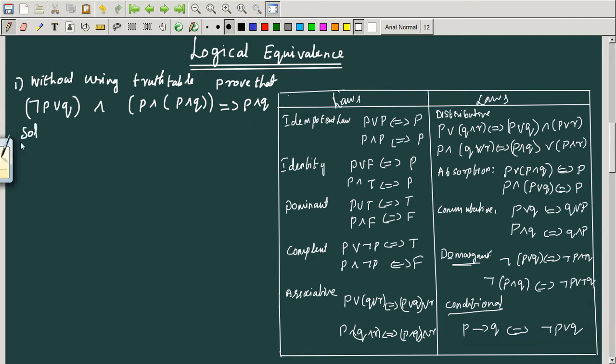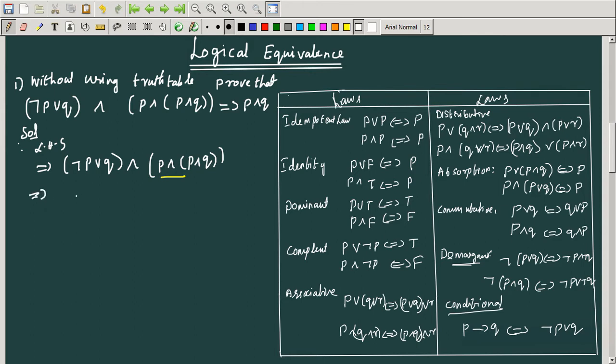Let's see the solution. For the solution, take your LHS. What is the given question? Negation (P and Q), and P and Q. Which law am I going to apply first? Here, can I apply associative? See here you have P, Q, R, so we can combine the first two propositions, right? So I'm going to apply that associative.